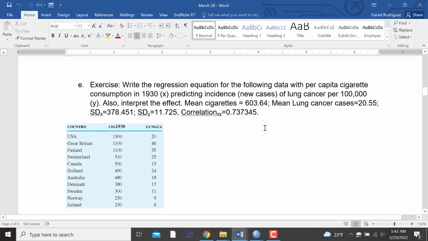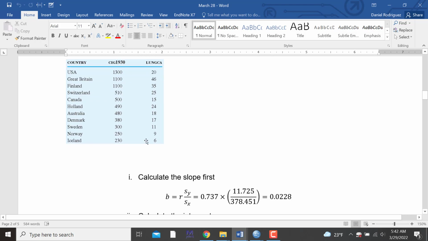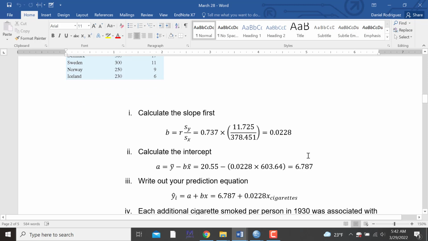Mean cigarettes is 603.64 per capita. Right, in 1930, a lot of cigarettes. Mean lung cancer cases was 20.55 per 100,000. Here's your standard deviation for the predictor variable, right? So cigarette consumption, and standard deviation for your outcome variable, cancer. And here's the correlation between the two. And here are your data. So this again, 1930, it was a long time ago. People used to smoke a lot more. They don't smoke, well, they still smoke, but different kind of cigarettes now.